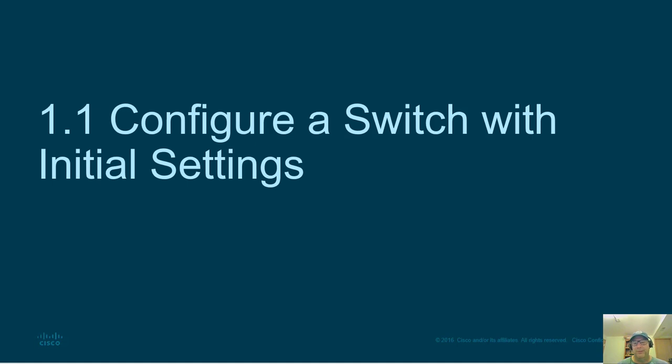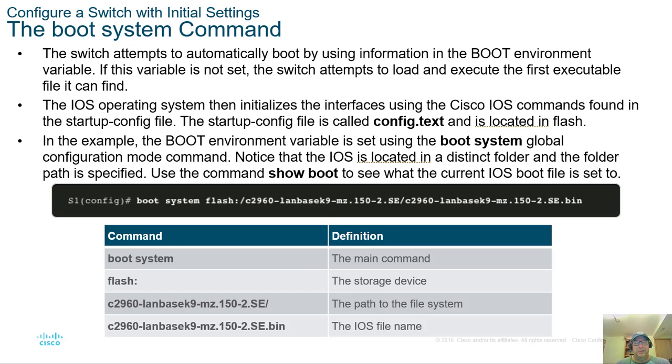First part, 1.1, configuring a switch with initial settings. This just gets into the idea that a switch is basically a computer with a simple job of forwarding traffic by reading the frame header of Ethernet protocol data units that are moving from one place to another. And it's just like a regular machine with a processor and memory and long-term storage.